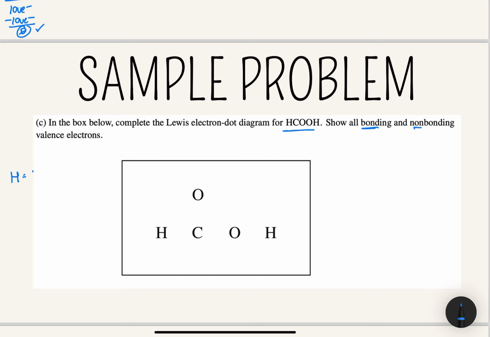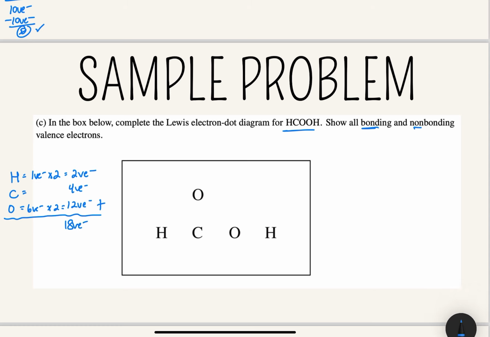Hydrogen, 1 valence electron times 2. Okay, there's 2 of them in the formula. If you're not sure how I'm getting the valence electrons, please ask in the questions or in the comments. Carbon has 4 valence electrons, and then oxygen has 6, but we have to times 2 again because there's 2 of them in the formula. So if you add up this bank, I have, again, 18 valence electrons to empty.